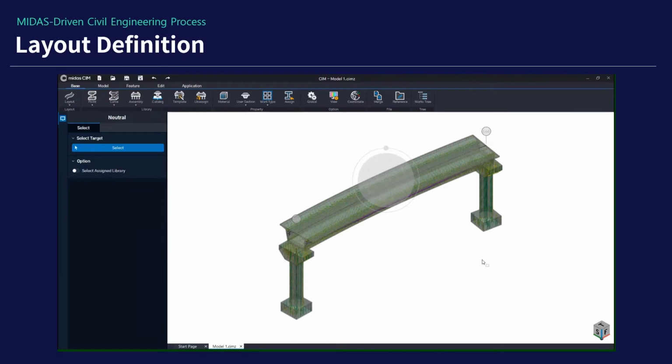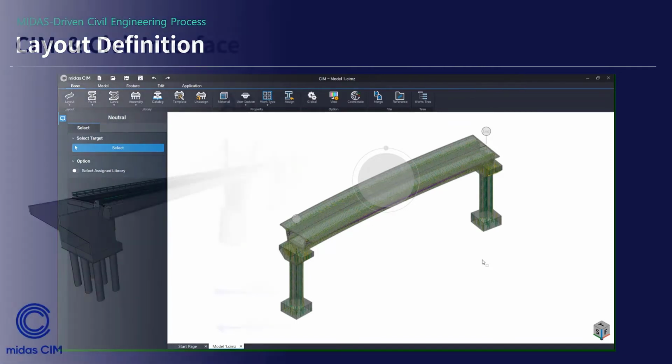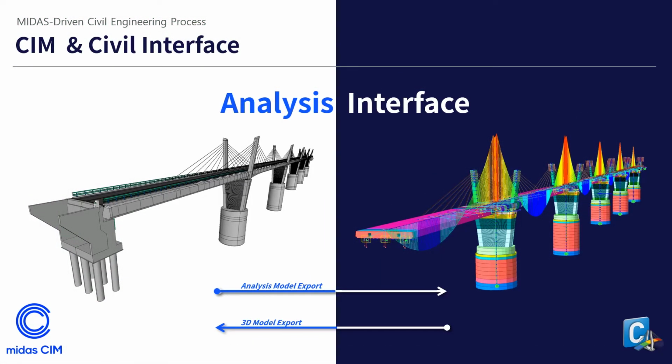Now let's discuss the CIM and Midas Civil interface. Once the modeling part is completed, comes the analysis and design part. CIM provides an interface with Midas Civil where an analytical model can be exported to Midas Civil. Once the analysis and design part is completed, the model can be imported back to CIM.